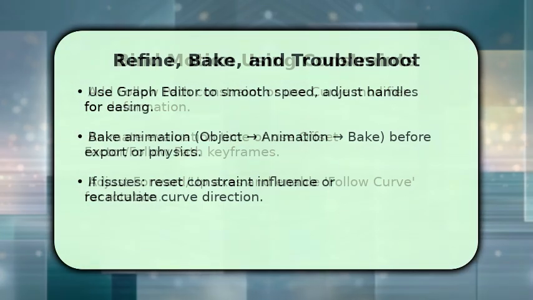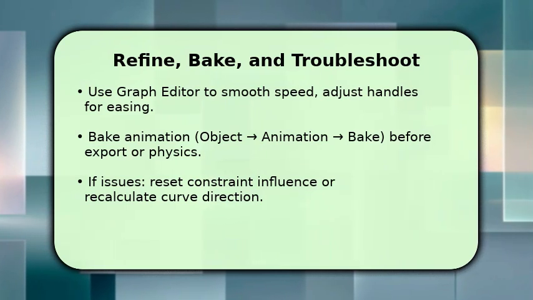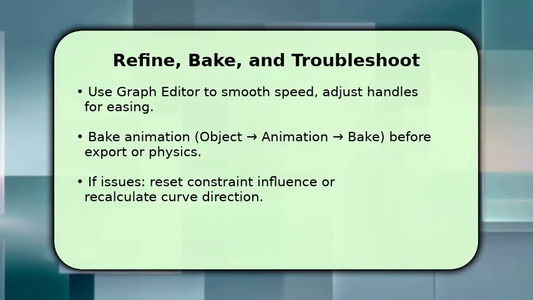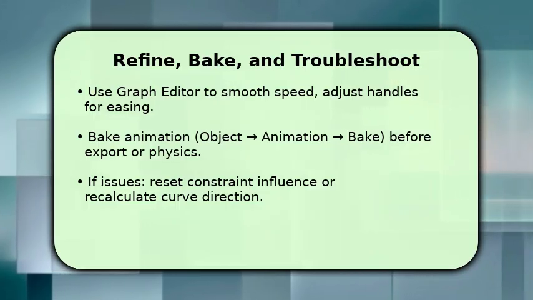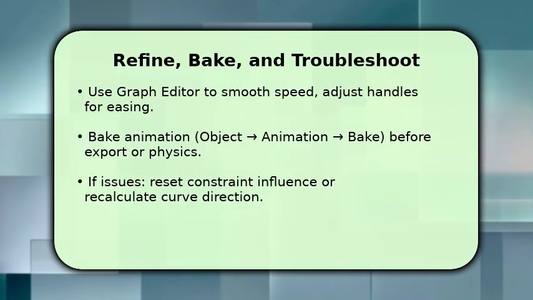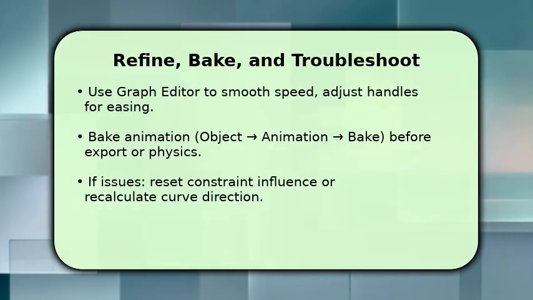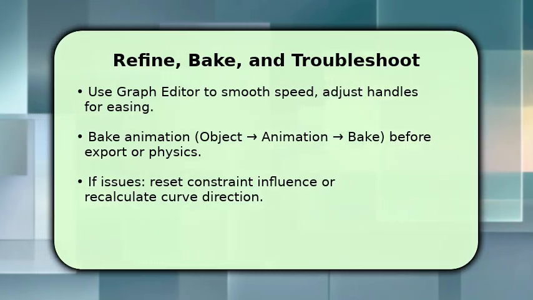To finish, refine timing and stability. Open the graph editor to smooth speed with Bezier handles or add modifiers for repeated motion. You can bake the motion to keyframes for export or simulation stability. Make sure the curve resolution and object scale are correct to avoid jitter.